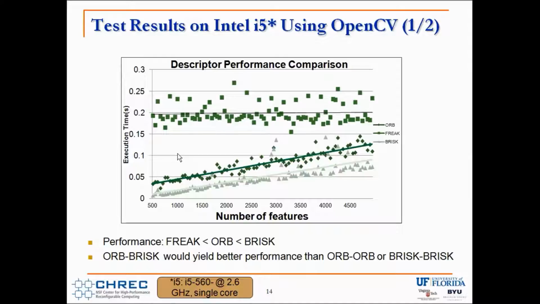The evaluation of FREAK shows that the execution time is higher than that of ORB and BRISK, thereby making BRISK the efficient algorithm when compared to ORB and FREAK.